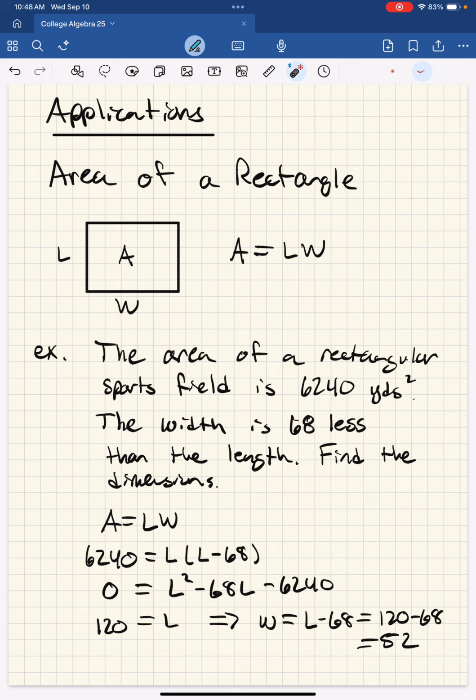I'm out of room on the iPad page, but use the previous techniques discussed to solve that, and we'll get 120 for L. Now we can use that value of 120 to find W, since W is L minus 68, and that gives us 52 for W. Multiply 120 times 52, and you get back to the area of 6,240 square yards.